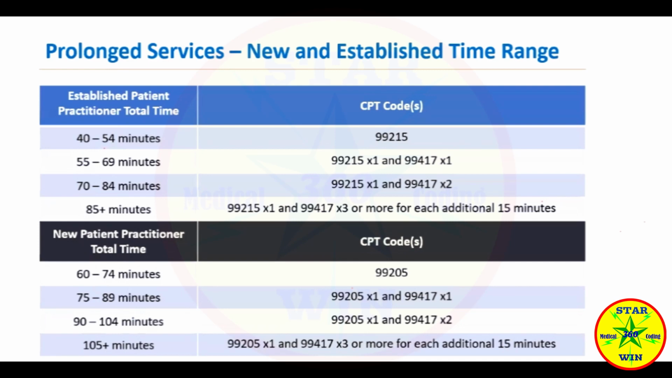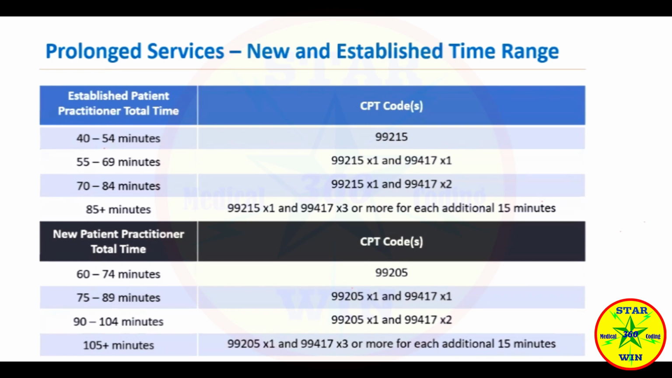Coming to the new patient, the highest level will be 99205. To report 99205, the time required is 60 minutes. From 60 minutes till 74 minutes, we can assign 99205 only. From 75 minutes till 89 minutes, we can assign 99205 in one unit and 99417 in one unit. Like that, for every 15 minutes, we can assign a new prolonged service code, 99417.